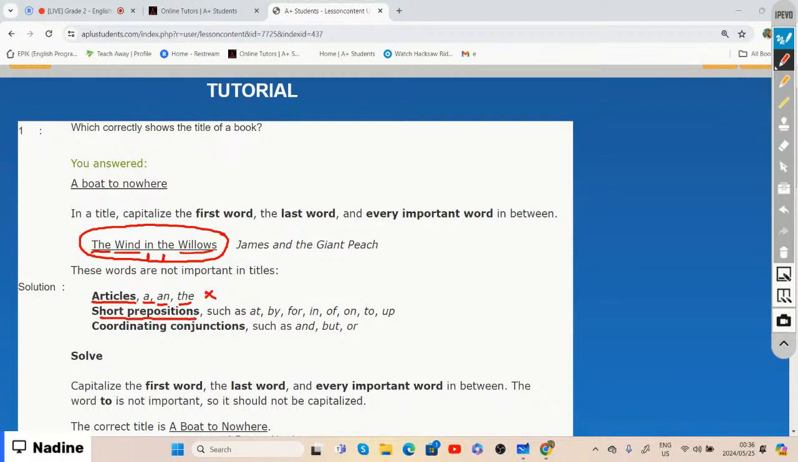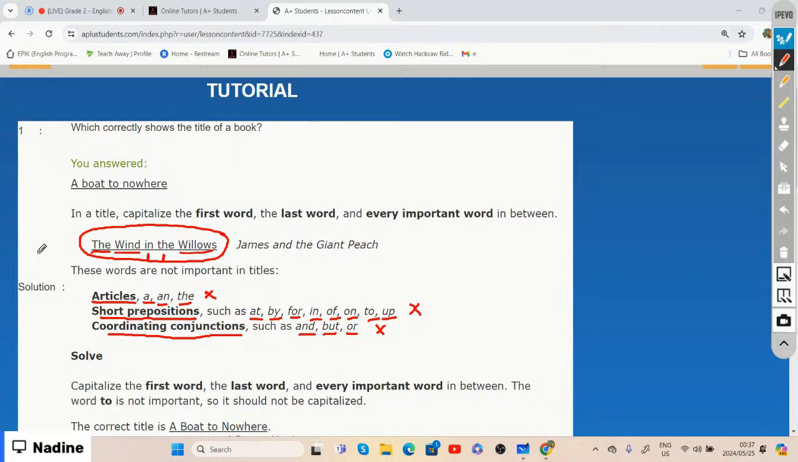Short prepositions are not important in a title, such as at, by, for, in, of, on, to, and up. That is not important in a title. And coordinating conjunctions are not important in a title, such as and, but, or, as well as maybe so. That is not important in a title. So we do not capitalize that. So like this title, The Wind in the Willows, in is a short preposition, so we don't capitalize it. The is an article, we don't capitalize it.